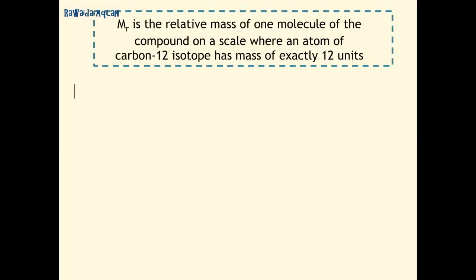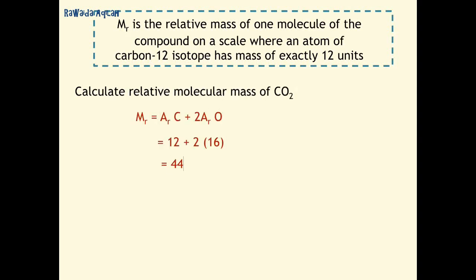And definitely the mass of any substance is compared to the mass of carbon-12 isotope as a reference mass. So let's get into this example. Calculate the relative molecular mass of CO2. So just add the mass of carbon and oxygen together. Since we have 2 oxygen, therefore multiply the mass of oxygen by 2, therefore we have 44.